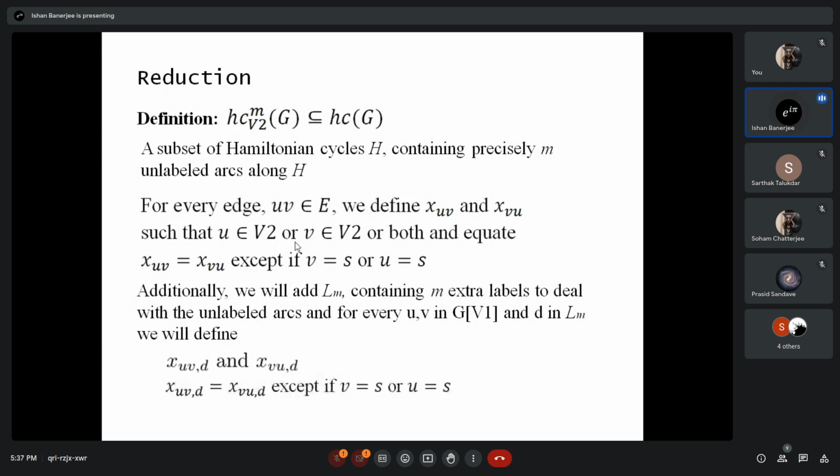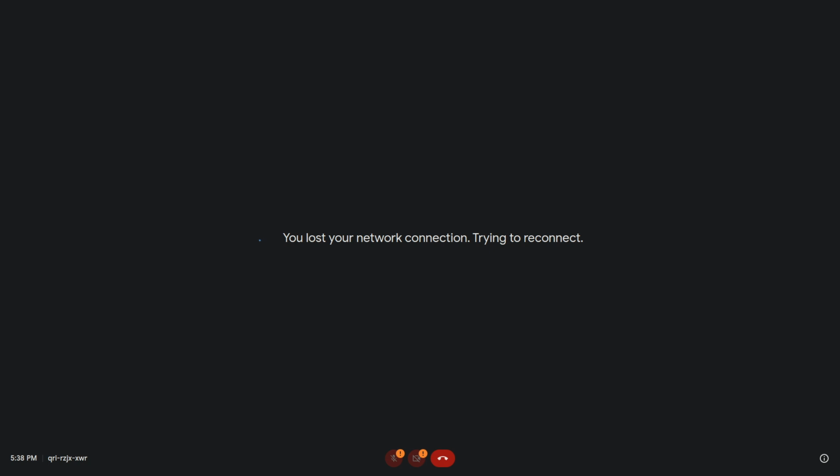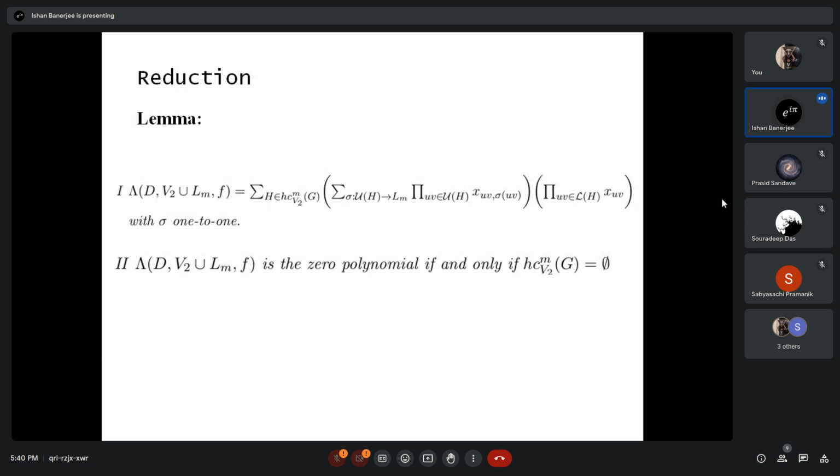Now, what is this stylish P_{u,v,x}? This means this is the set of simple paths from u to v. That will be equal to x_{uv,d}. Now again, what we are doing here is that this is a zero polynomial if and only if HC_V2^M of G is empty. And this is the main idea that we'll be using in the algorithm: that this particular polynomial is zero if and only if HC_V2^M of G is empty.